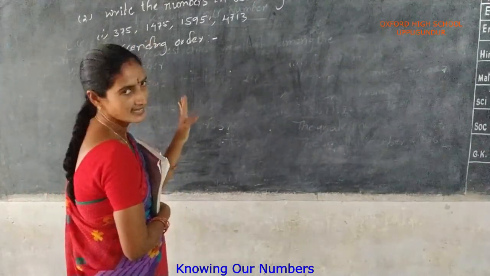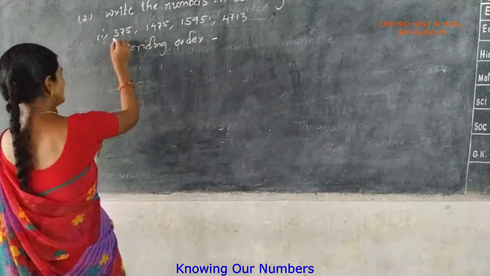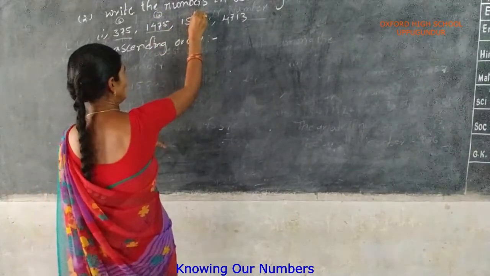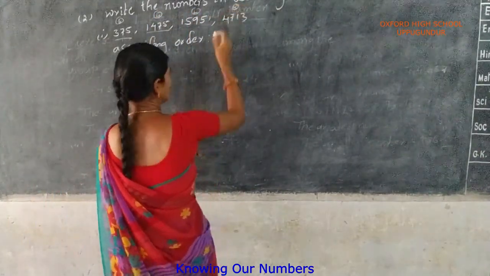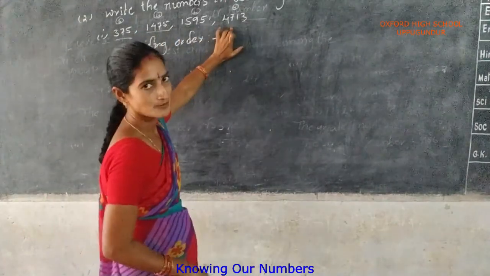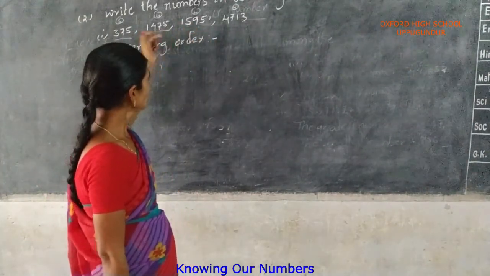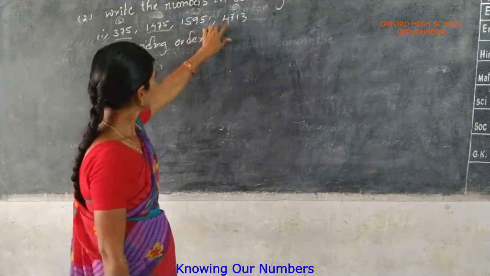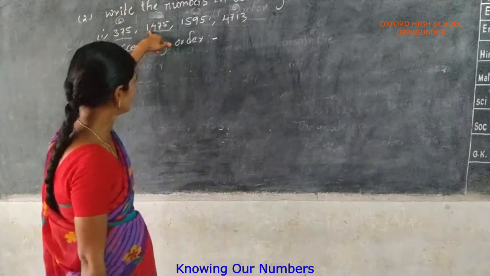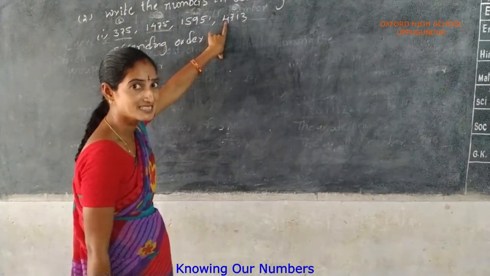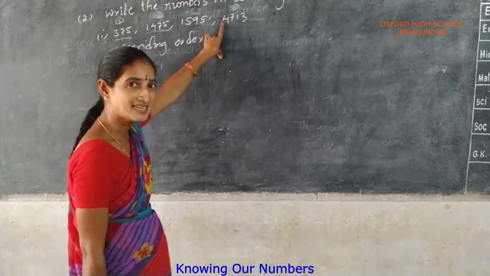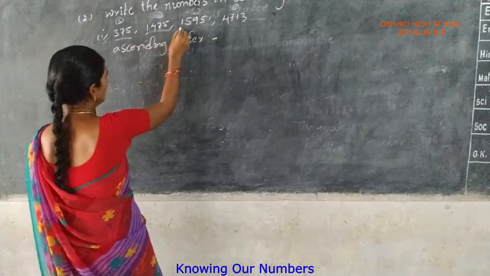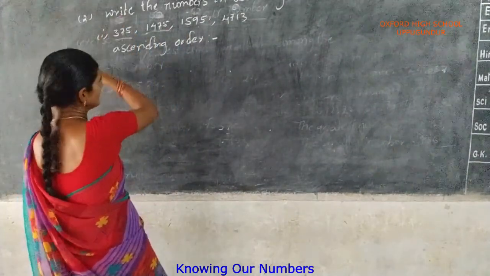First we have to find how many digits each number has. These are 3 digits, this one 4 digits, another 4 digits, and another also 4 digits. First comparing the thousands place: 4, 1, 1. Which is the greatest? This one is greatest, but increasing means small to big. Small to big means the 3-digit number is first.